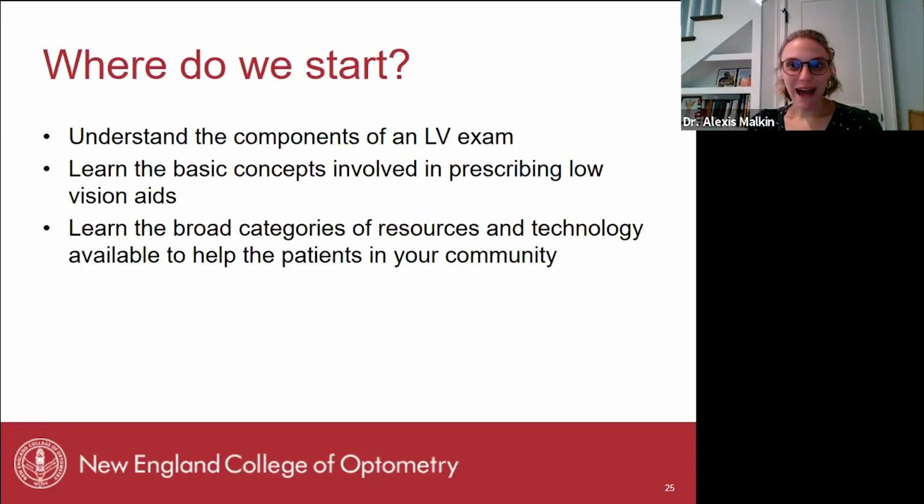So that's kind of who has low vision and defining low vision. And hopefully we're now all on the same page about those concepts. So where do we start with the actual exam? So I want to talk a bit about the components of the low vision exam. We'll talk about the basic concepts for prescribing and about the broad categories of resources and technology that can help.